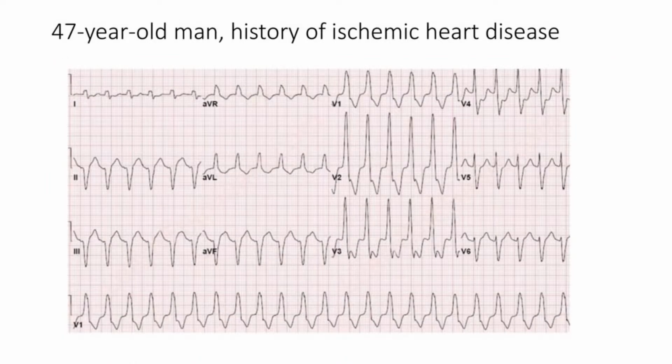Now, a 47-year-old man with a history of ischemic heart disease. Dr. Widago, when I see an ECG like this in somebody with this history, one diagnosis comes to mind until you convince me otherwise. VT. Exactly. So Dr. Widago, do you want to explain to us why?